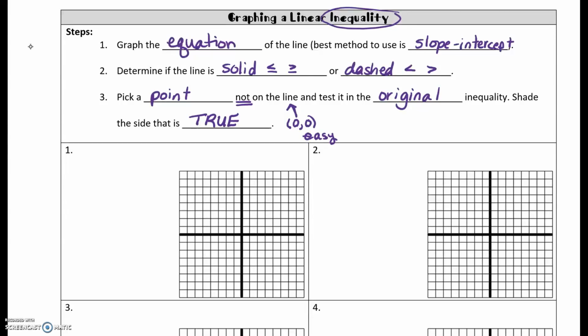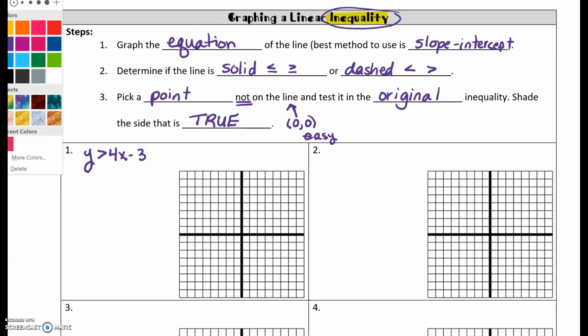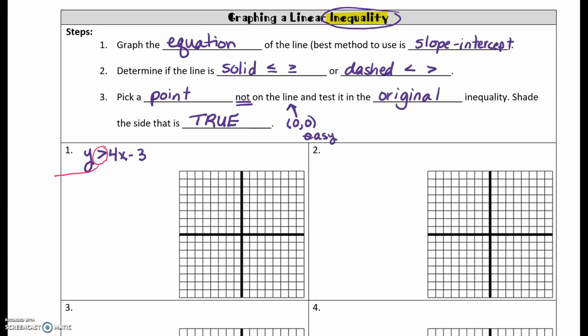Let's go ahead and look at number 1 so you can recall what we are talking about. It says to graph the linear inequality. When we're dealing with an inequality, that is going to force us to shade. Our first one is y is greater than 4x minus 3. And I want you to know what this forces us to do: it forces us to shade the graph.